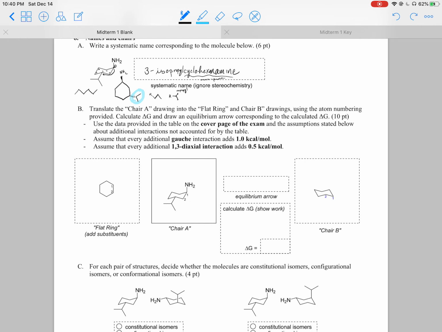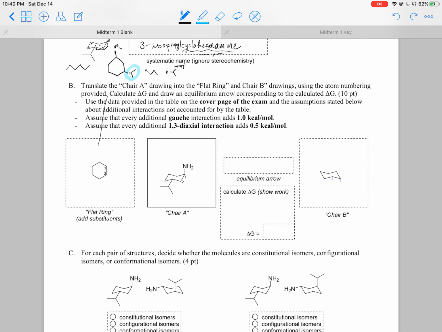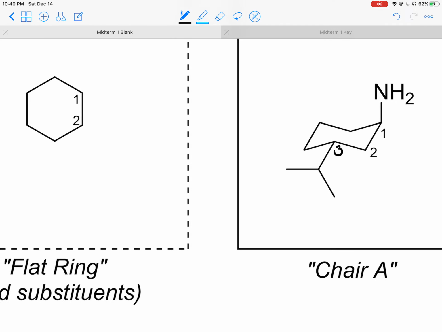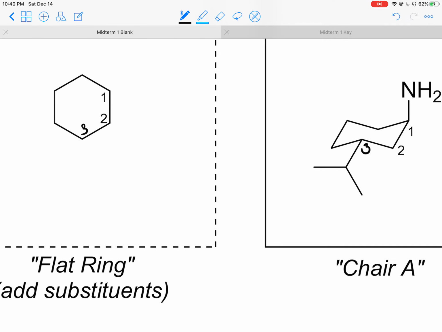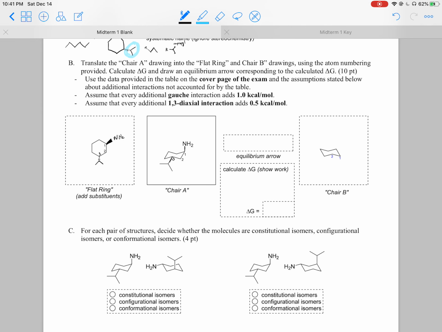Okay. So we already did what we did above. That's kind of like what we did here, except they called this one 1, 2, and 3, and this one is 1, 2, 3. Since the NH2 is going up, it's going to be a wedge on 1. And since the isopropyl is going down, it's going to be a dash on 3. Okay.